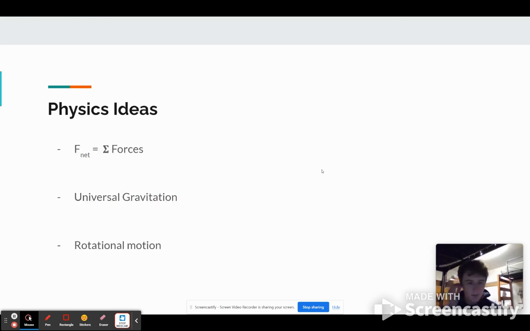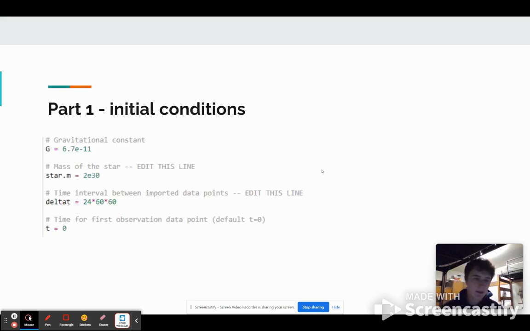Some physics ideas: the net force, sum of all the forces, in this case, there's really only one. It's the universal gravitation, and then rotational motion. Because the planet is orbiting, it is in rotational motion. Initial conditions for the setup in part one.